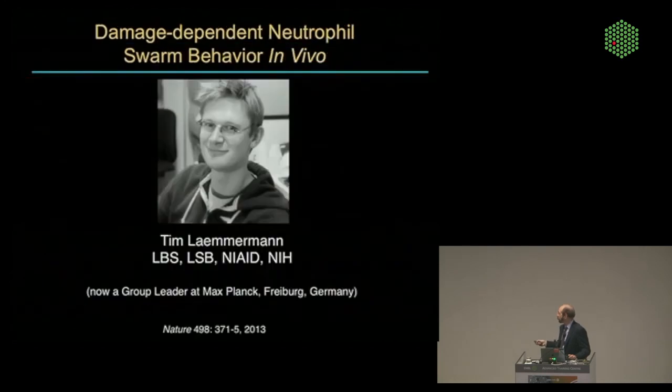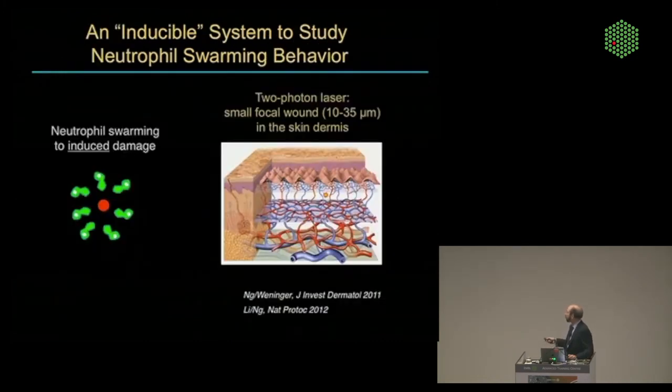And so this is work that we published, and I'm only going to highlight some key features. And Tim Lammermann did the studies I'm talking about. He's now a group leader at the Max Planck in Freiburg here. He developed a sterile injury model. We used the pulsed two-photon laser to create a scaled size of damage. I'll come back to the size a little later. Directly in the dermal region. This way we don't put a needle through the skin and transmit what are called commensal PAMPs, things that are from the bacteria that live on the skin, so we know it's a sterile lesion.